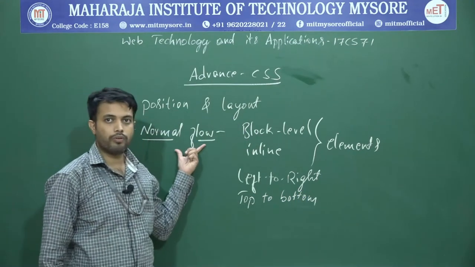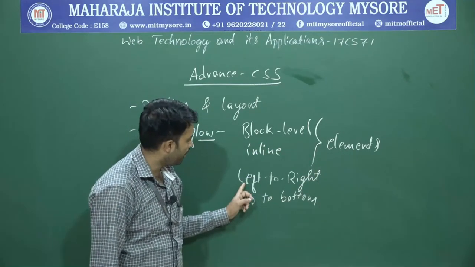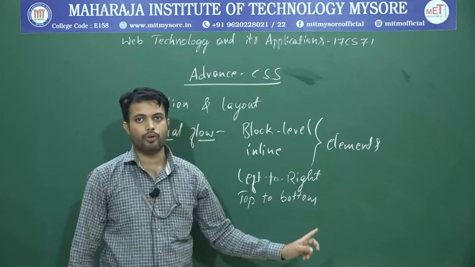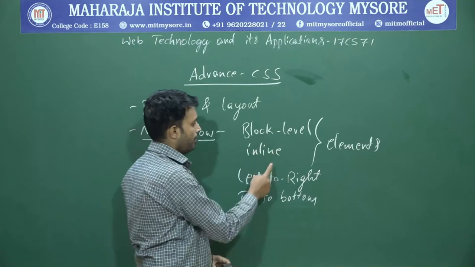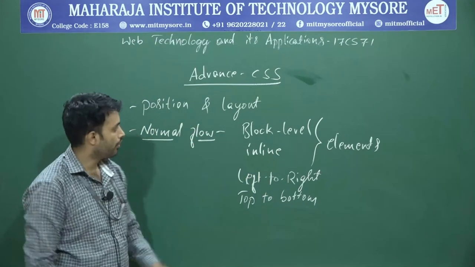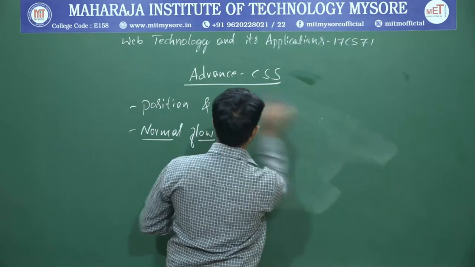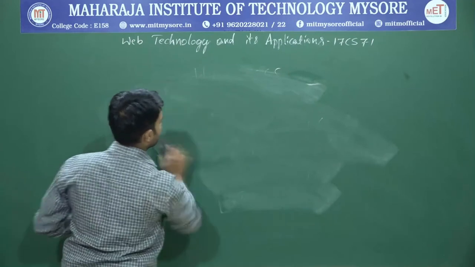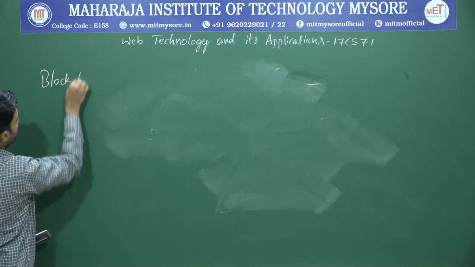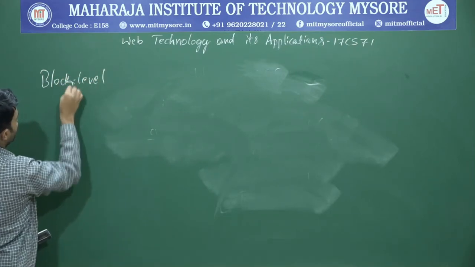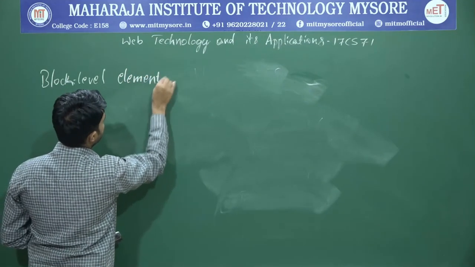So what about the normal flow of elements? Both block level and inline elements are displayed from left to right and top to bottom. This is the normal way. What do you mean by block level and inline elements? We will look into these two elements in detail. First, block level elements.